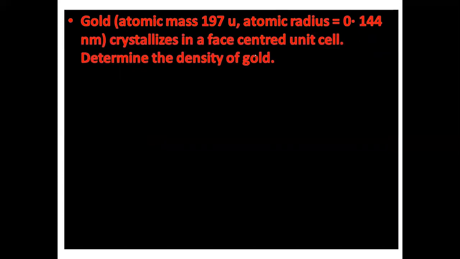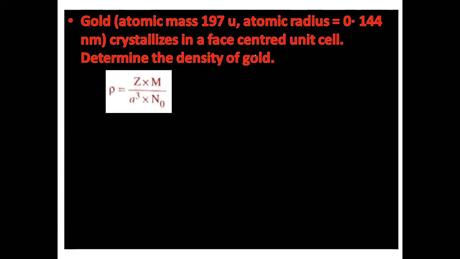Next is gold, atomic mass 197, atomic radius 0.144 nanometer, crystallizes in FCC unit cell. FCC means Z is equal to 4. Calculate the density of gold. We know density is equal to Z into M divided by A cube into N naught. Z is equal to 4 and M is equal to 197, but the value of A is not given, but value of radius is given, that is 0.144 nanometer. From this, we can calculate the value of A.